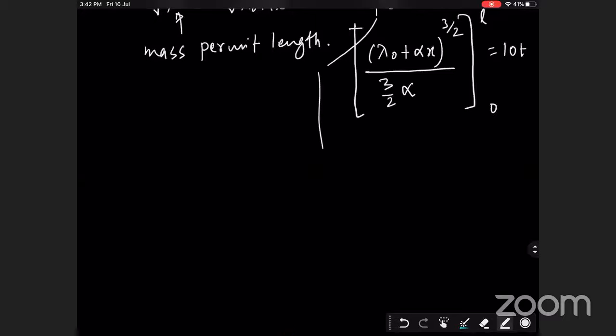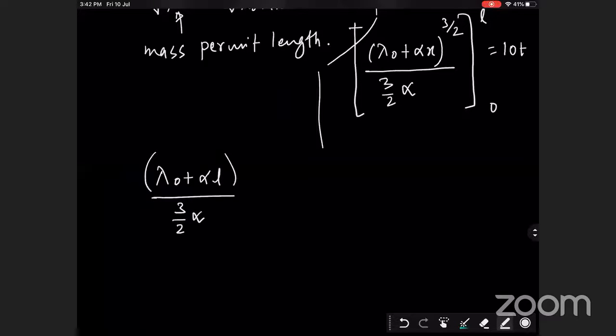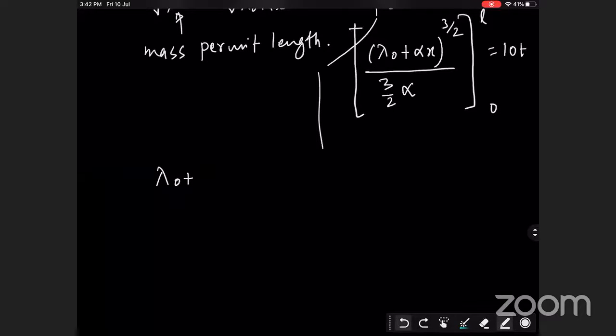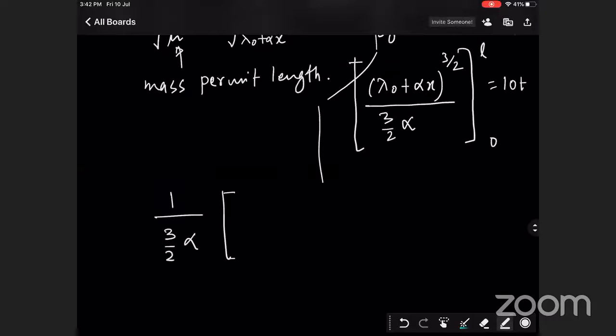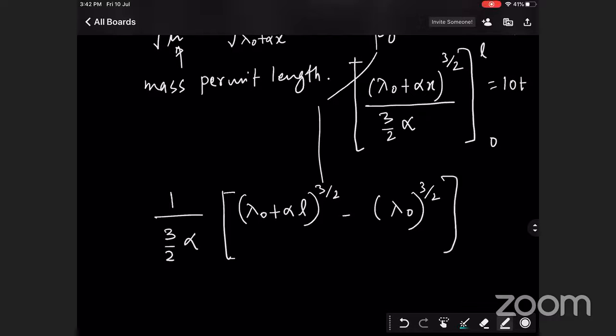Now let's put limits 0 to L, equal to 10t, upper limit minus lower limit. So when we put limits, let's put L in place of x. So we get lambda naught plus alpha L divided by 3 by 2 alpha, entire power 3 by 2, minus put x as 0. 3 by 2 alpha is a constant, let's keep it outside. So we'll get lambda naught plus alpha L power 3 by 2 minus lambda naught power 3 by 2, because x will be 0, is equal to 10t.